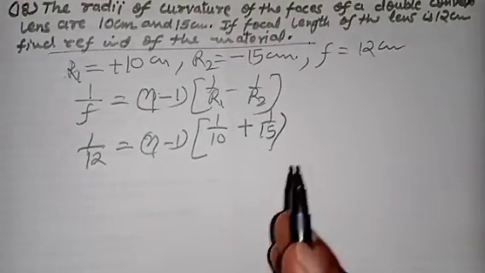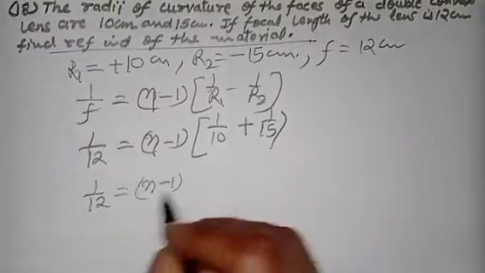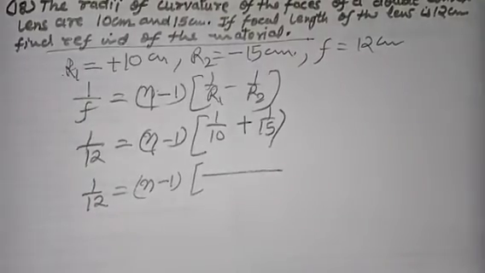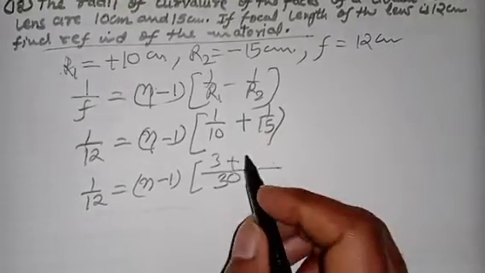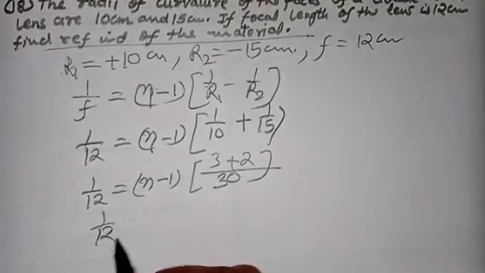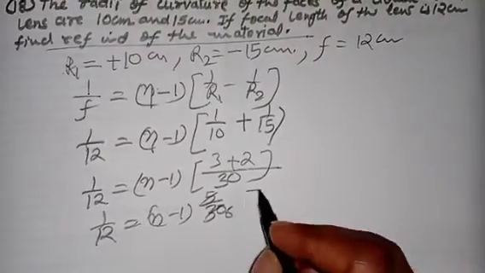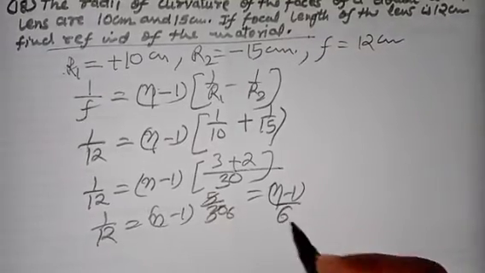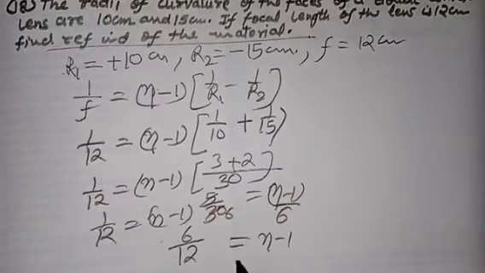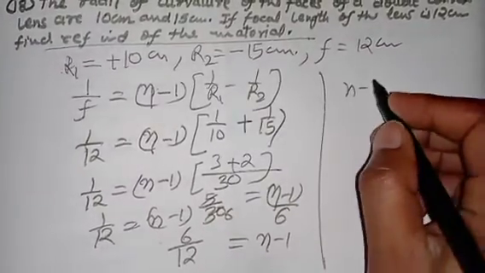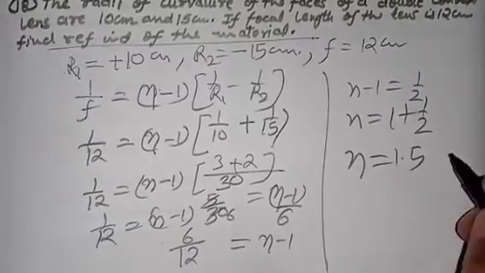So I hope now you can proceed further. Okay, some students might have some calculation difficulties. So 10 and 15 LCM is 30, 10 3s are 30, so 3 will come here, plus 15 2s are 30, so 2, that is 5 by 30. So eta minus 1 will be equal to 6 by 12. So that is n minus 1 equal to 1 by 2. So n equal to 1 plus 1 by 2, that is 1.5.